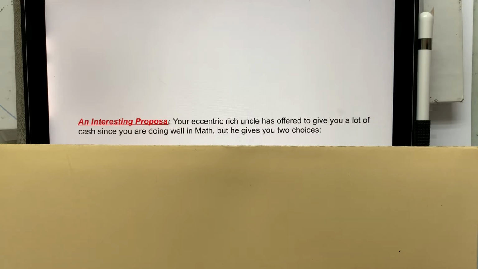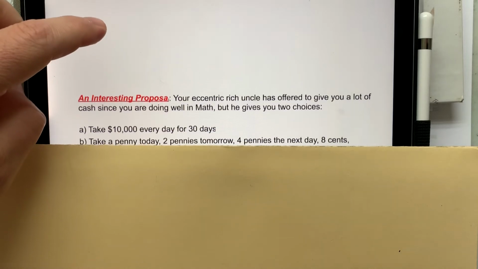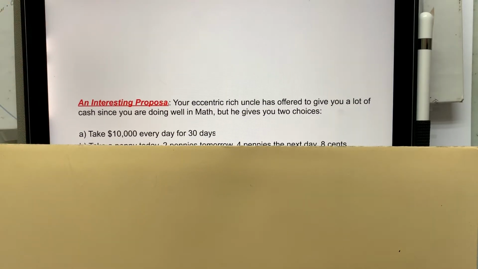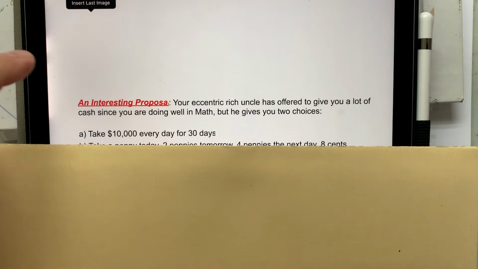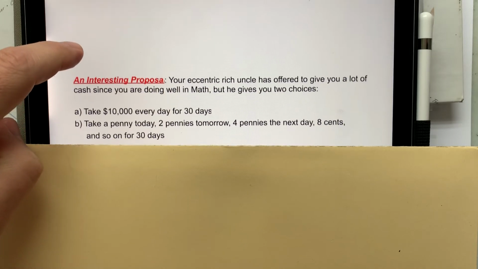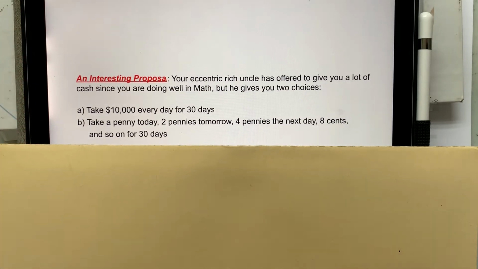So this rich uncle gives you two options. Option number one is to take $10,000 every day for 30 days. That seems pretty good. You would get, well, 30 times 10 is how much? $300,000. And the other option is to take a penny today, then 2 pennies tomorrow, then 4 pennies the next day, 8 cents the next day, and so on for 30 days. So then I would ask the class, okay, which choice would you take? Choice A or choice B?